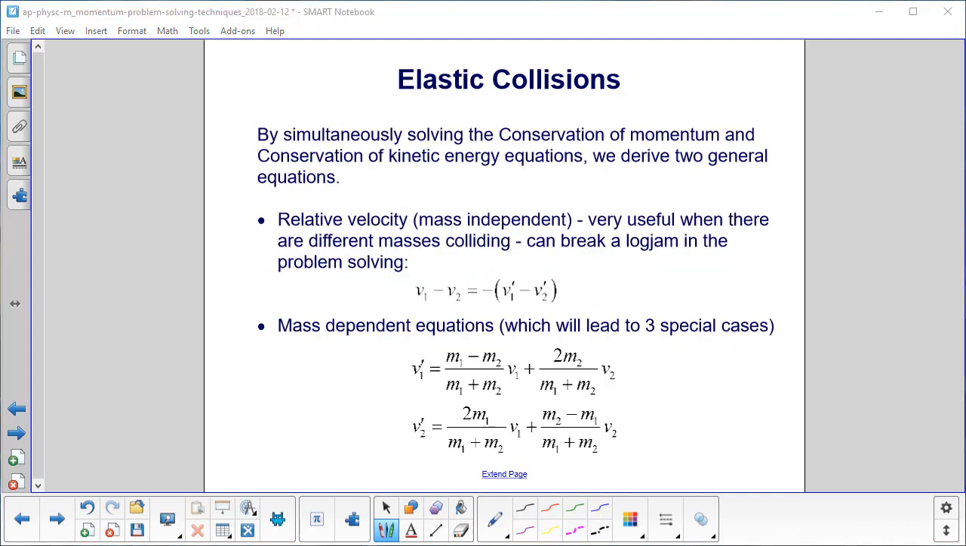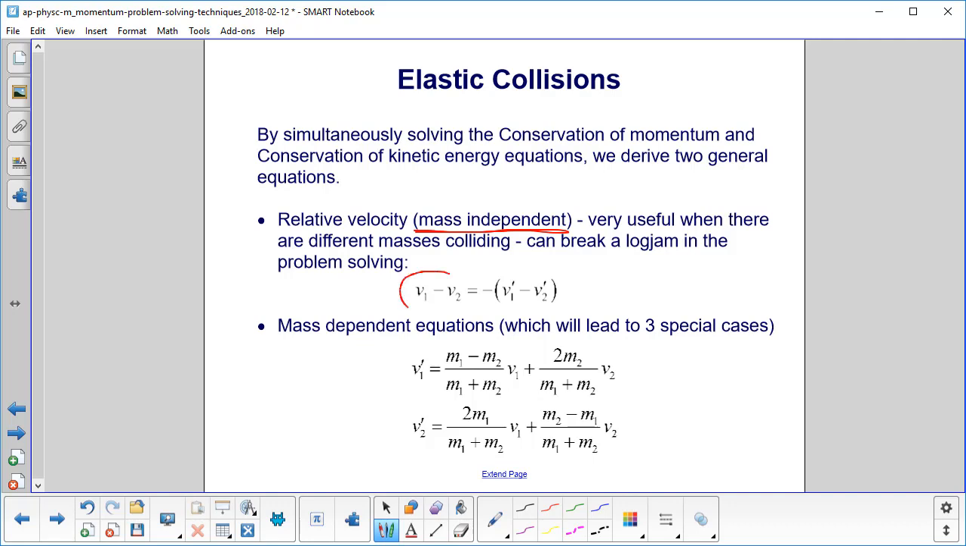For elastic collisions, we have two equations, right? We have the conservation of momentum and the conservation of kinetic energy. So those are simultaneous equations. And when you work them with different types of algebraic manipulations, we get two general equations. The first one we call the relative velocity equation. It is mass independent. Whatever masses you have colliding, this equation will work. It is very useful when there are different masses colliding, and you can break a logjam in your problem solving.